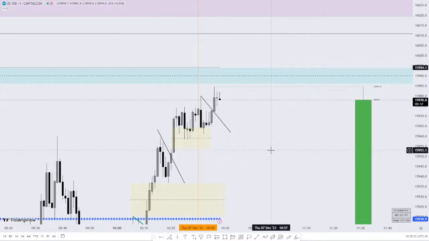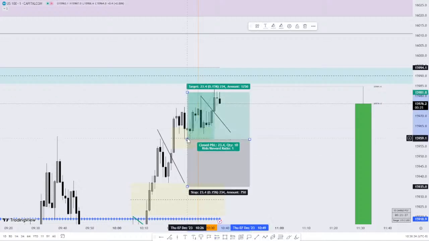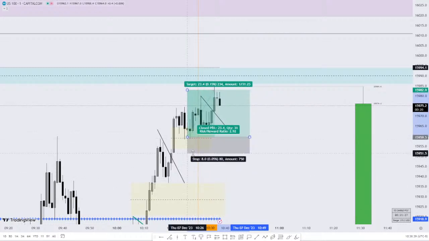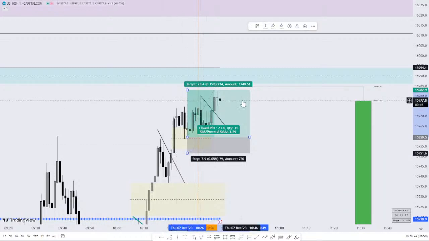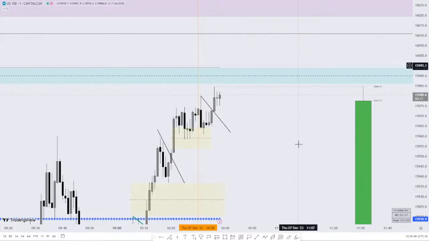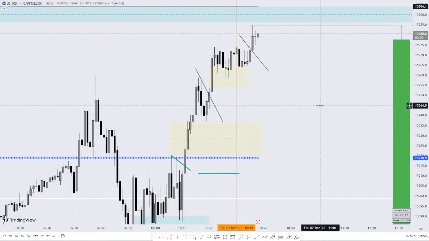Having a bias is good and everything, but framing a good risk to reward needs precision. For example, the consequent encroachment would have a 7-point stop. Framing a good risk to reward is really the key.